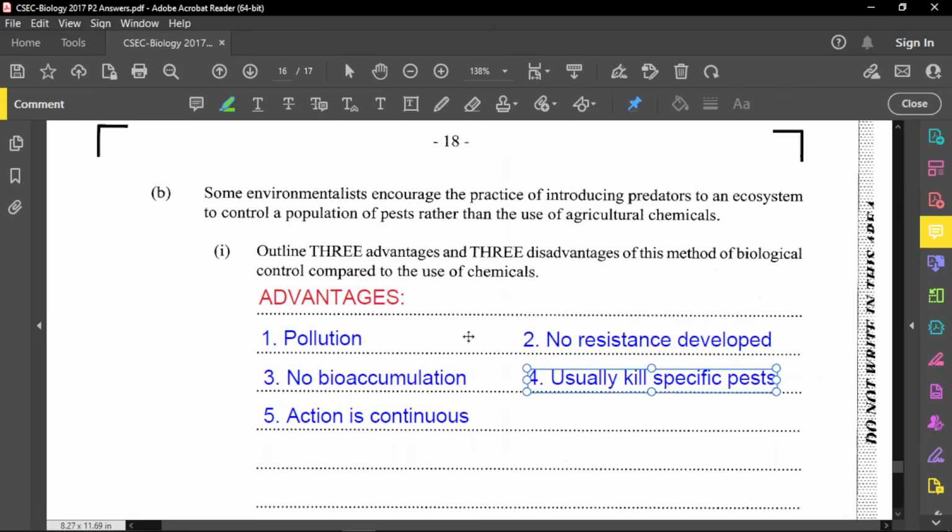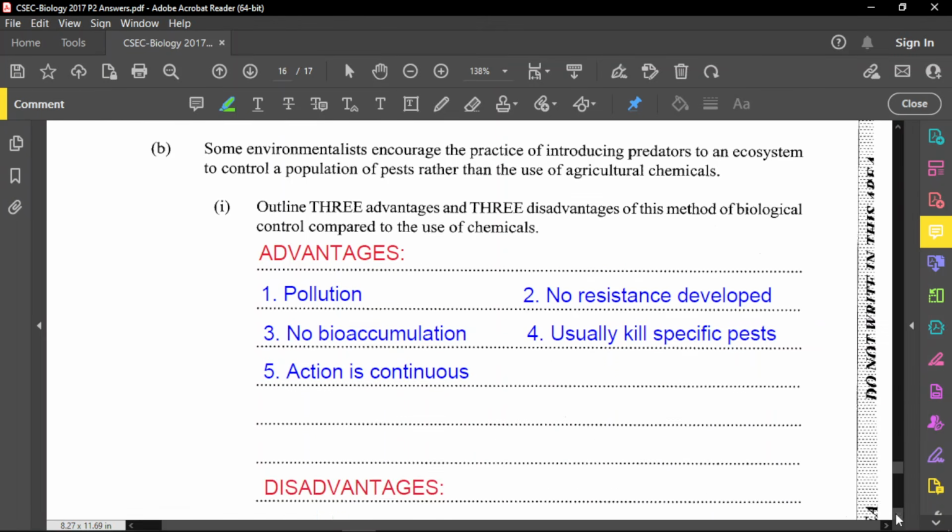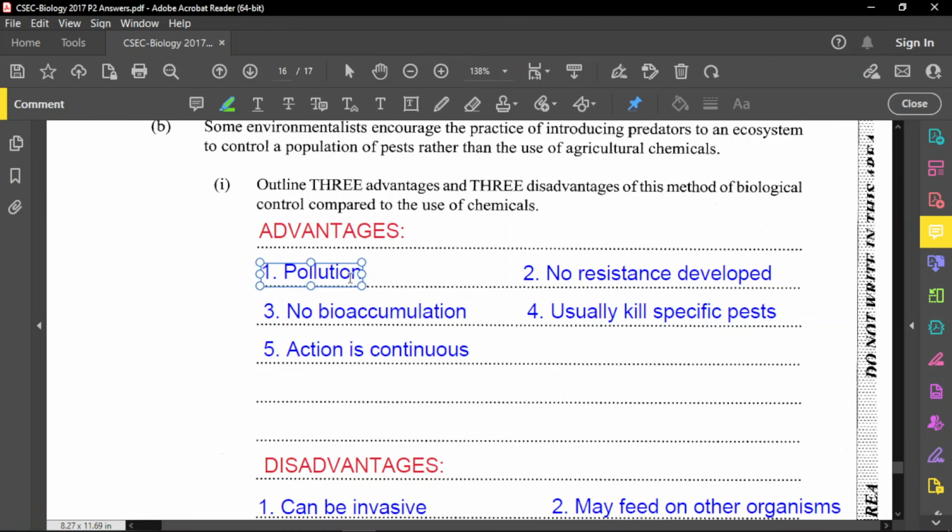And so I'm giving you the advantages of the biological control. And again, if you could put them in opposite, if you want to do like that, the advantages versus disadvantages. And so the advantages of biological control, there's no pollution. Of course, if you use chemicals, there will be pollution because chemical remains or residue will be left in the environment.